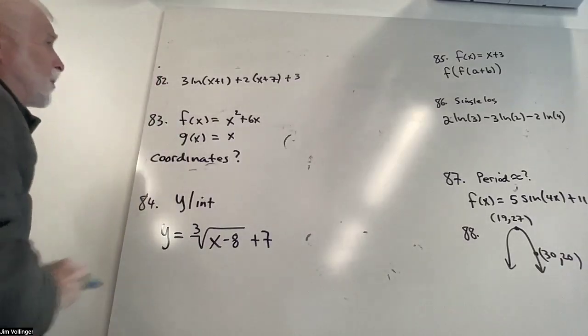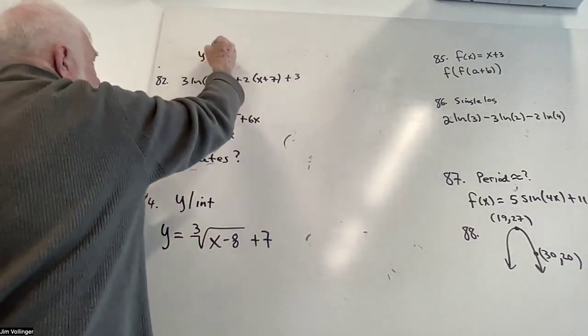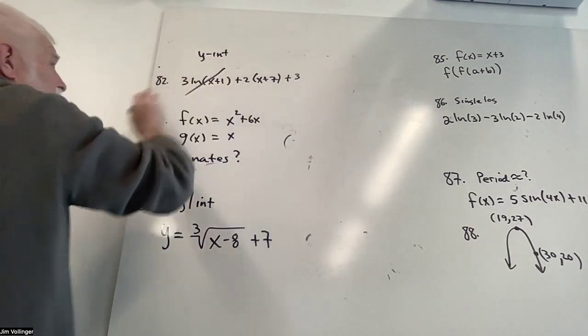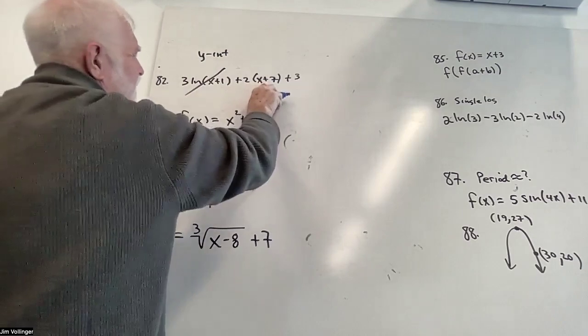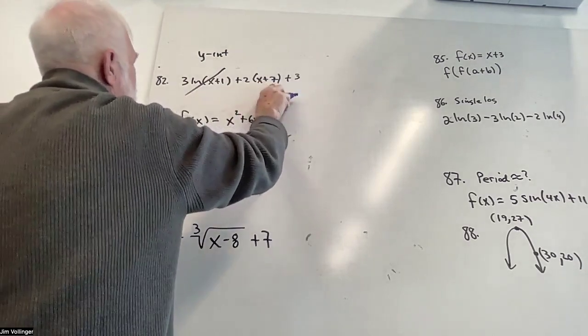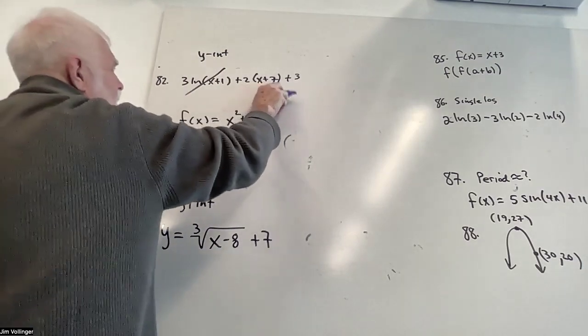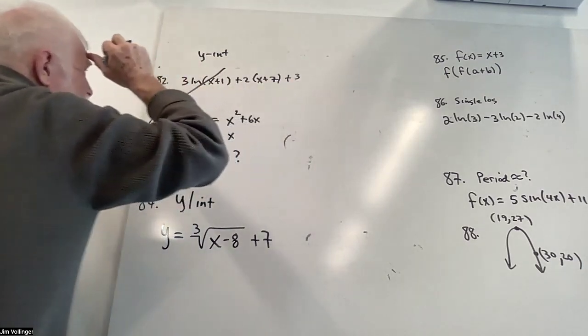What did I ask you to do? Probably y-intercept. If I asked a question like this, I'm looking for the y-intercept. You put a 0 in, the ln of 1 is 0, that cancels. You put a 0 in here, and you get 14. Wasn't there an ln there? No, there wasn't an ln. So I put a 0, I get 14 plus 3 is 17.